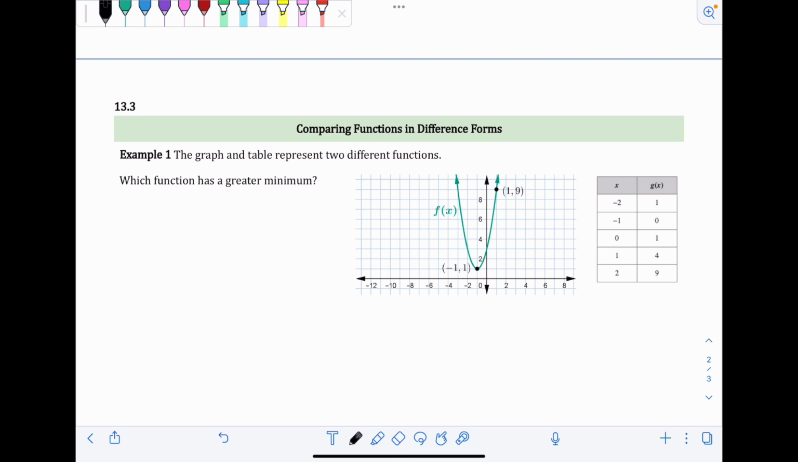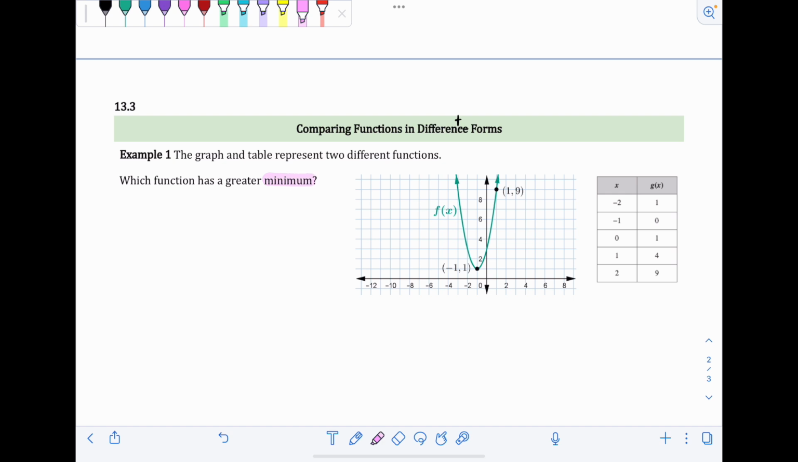The last section, 13.3, is comparing functions in different forms. Sorry, that's a typo. That should be different, not difference. But different forms. So you can see example 1, it says the graph and the table represent two different functions. One function is called f of x, that's the graph, and one function is called g of x, that's the table. It says which function has a greater minimum.